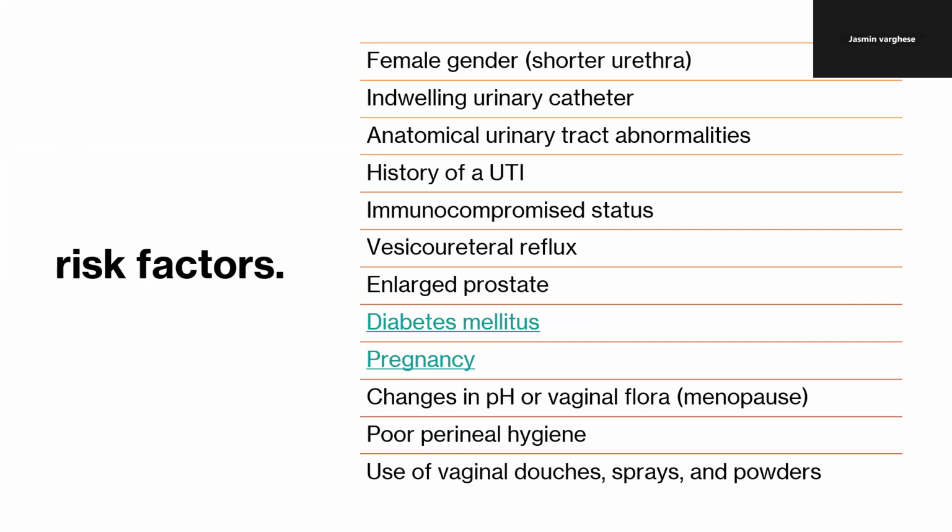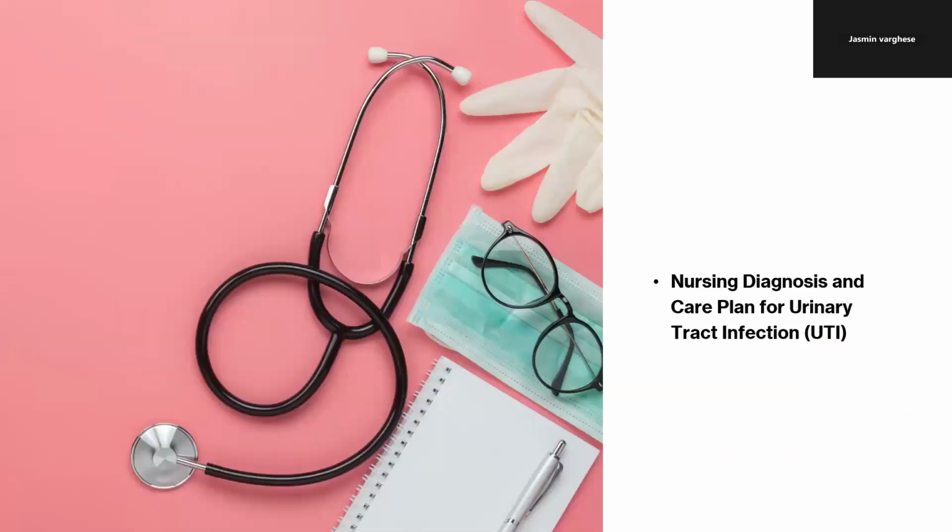Coming to the risk factors: female gender, especially with a shorter urethra, indwelling urinary catheters, anatomical urinary tract abnormalities, history of UTI, immunocompromised status, vesicoureteral reflux, enlarged prostate, diabetes mellitus, pregnancy, changes in the pH or vaginal flora, poor perineal hygiene, and use of vaginal douches, sprays, and powders. So these are all the risk factors, and if we have these risk factors, definitely that can lead to urinary tract infection.